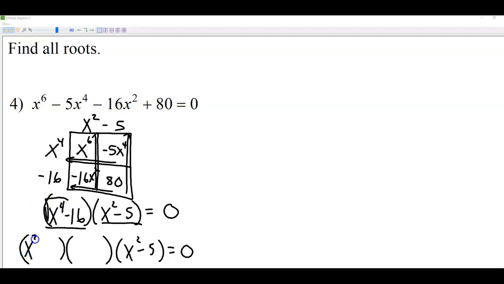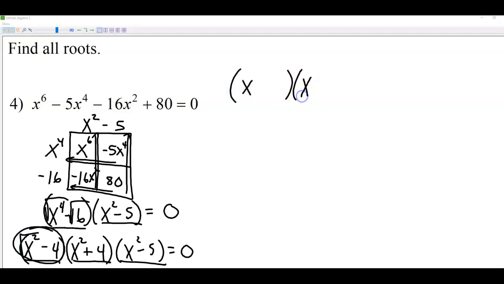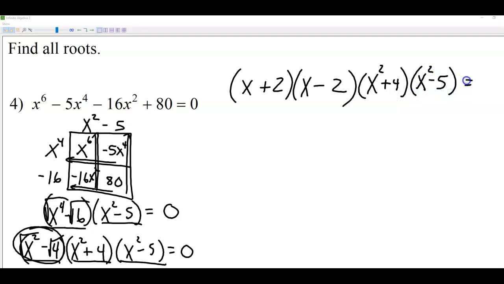Square root of x to the 4th is x squared. Square root of 16 is 4. You make one a plus, you make one a minus. So we already said this one's done. This is not a difference of squares either, but we have another difference of squares here. So we're going to break that up. The square root of x squared is x. Square root of 4 is 2. One's a plus, one's a minus. And then we bring the other factors along that are prime. And now we're ready to set everything equal to 0 and solve.